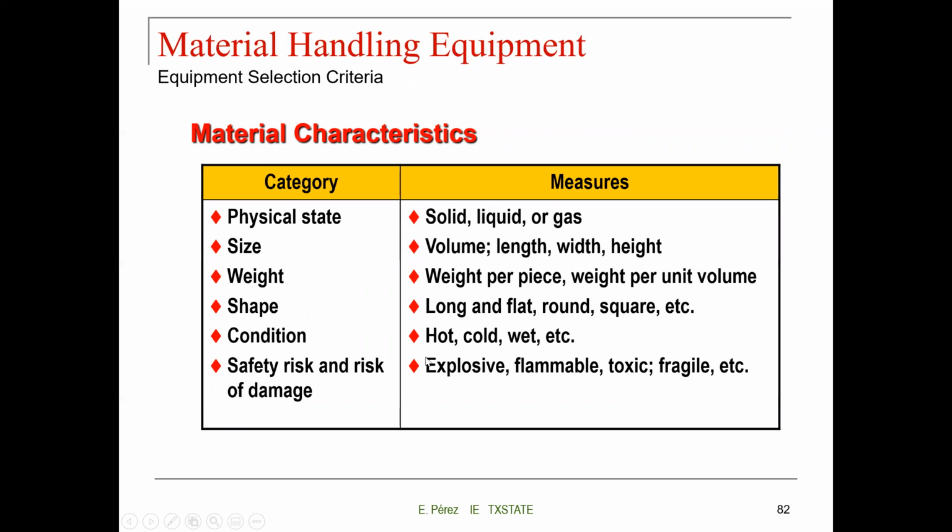Material characteristics. Here are some categories and measures. Depending on these categories, we can measure: physical state, size, weight, shape, condition, safety risk, and risk of damage.